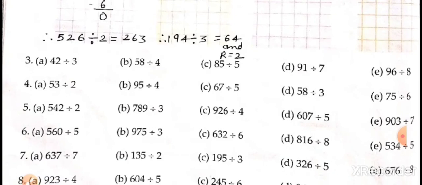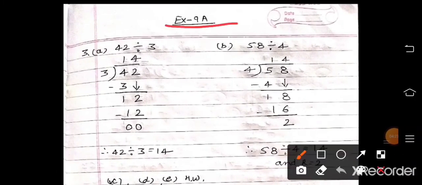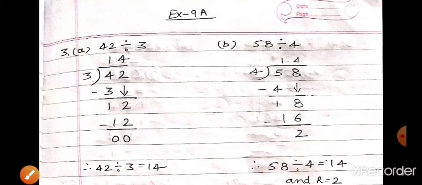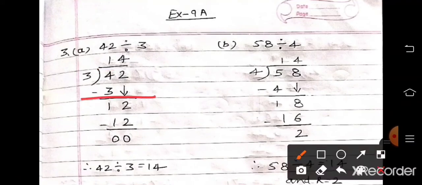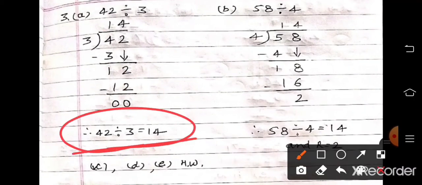Now question number 3. So for it, take out your notebook. Write in your notebook exercise 9A, question number 3, A part. 42 divided by 3. So do like this. First 3 1s are 3, we will subtract, 4 minus 3, so 1. Now bring down 2 here. Now it becomes 12. Read again table of 3. 3 4s are 12. So answer is 14 and the remainder is 0. Okay, so quotient 14. Okay, write like this.